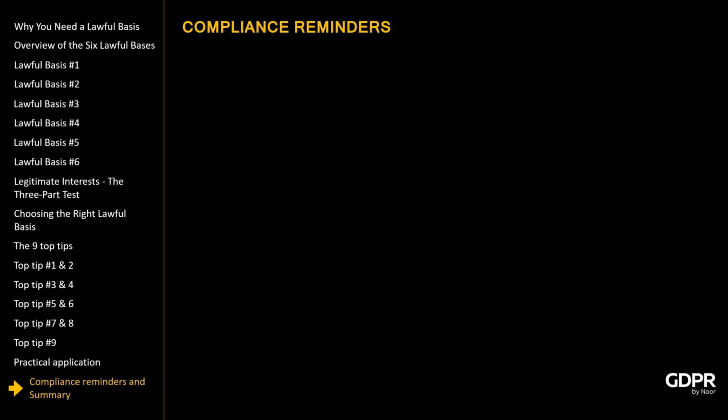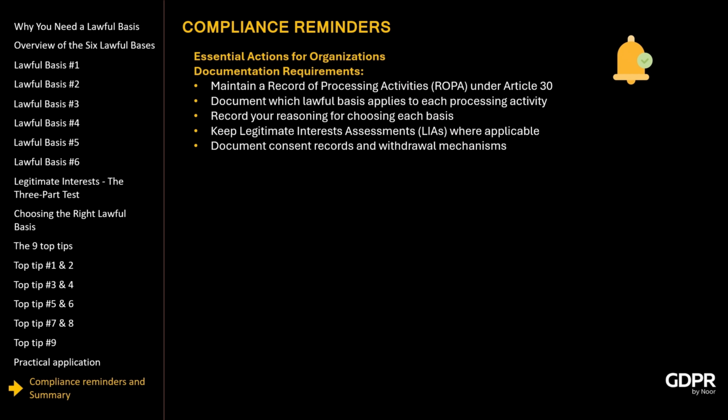Let's wrap up with the essential compliance actions your organizations need to take. First, documentation requirement. You must maintain a record of processing activities under Article 30. Document which lawful basis applies to each processing activity. Record your reasoning for choosing that basis. Keep your legitimate interest assessment where that is applicable, and document consent records and withdrawal mechanisms.